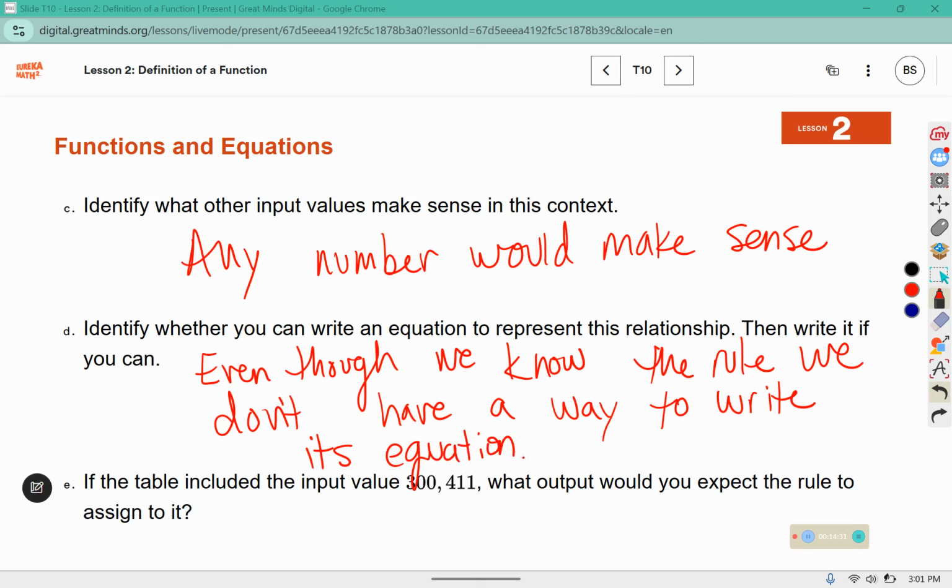The table included the input 300,411. What output would you expect the rule to assign to it? Well, since 300,411 starts with a 3, we would expect that the output would also be 3.